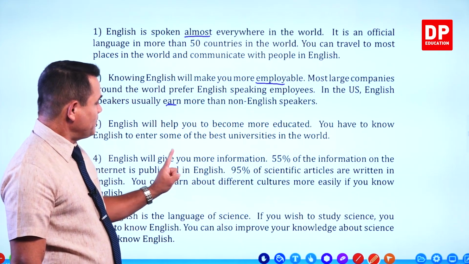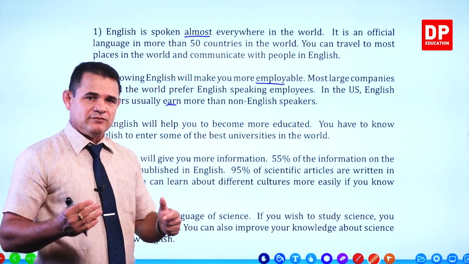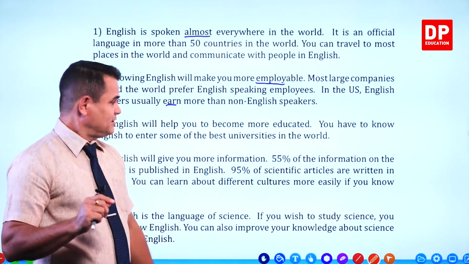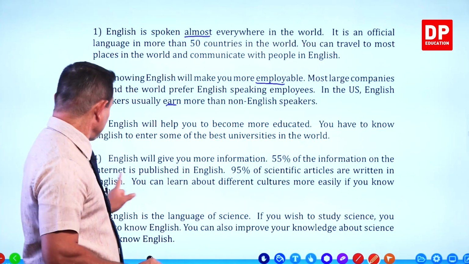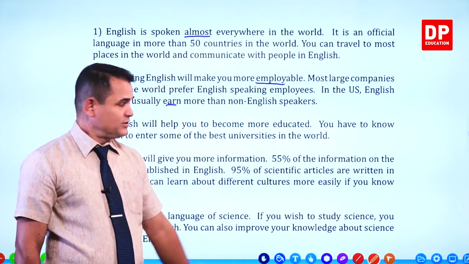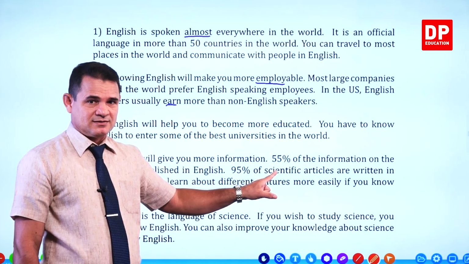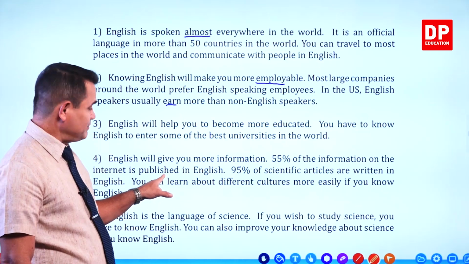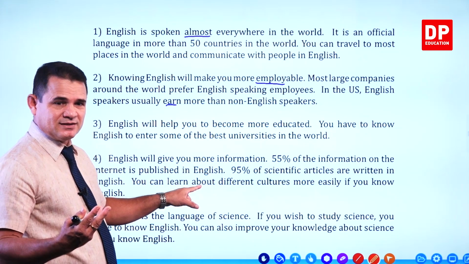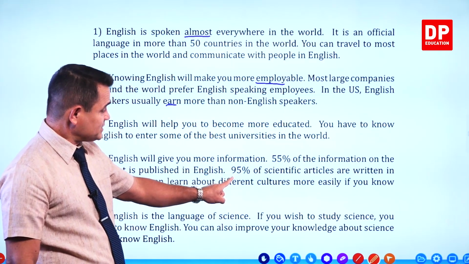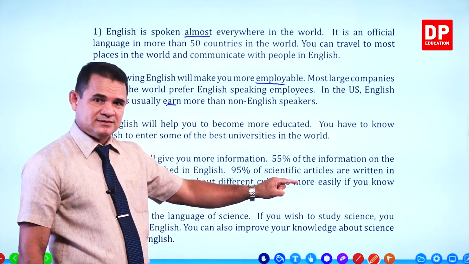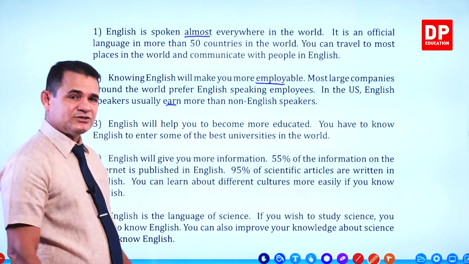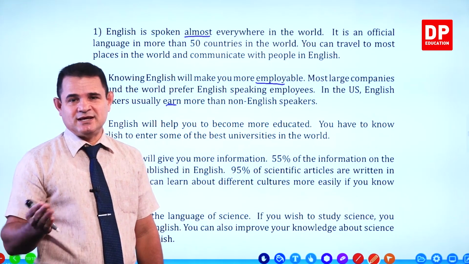Next one: English will give you more information. වැඩිපුර ගොඩක් information, තොරතුරු දෙනවලු English වලින්. 55% of information on the internet is published in English. 55%. ඉන්ටර්නෙට් එකේ තියෙන තොරතුරු දීලා තියෙන්නේ කොහමද? Information on the internet is published කරලා තියෙන්නේ in English වලින්, not in other languages. 95% of scientific articles, විද්‍යාලිපි ඒවායින් 95%ම, are written in English. Only 5% with the other languages.